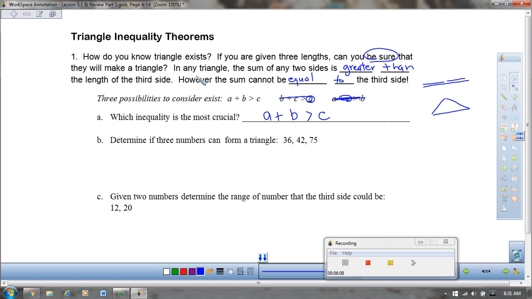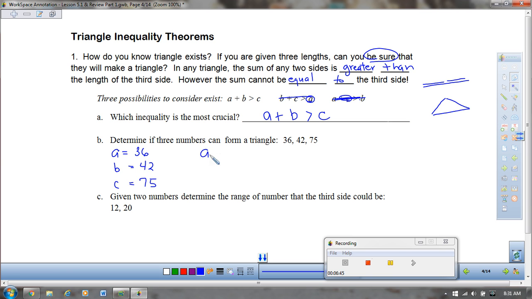We're going to determine if these three numbers can form a triangle. So we're going to automatically look and see that A is 36, it's got to be the shortest. The next segment is 42, and the longest segment is 75. And we're going to see, if we had segments or boards this length or sticks this length, would we be able to lay them down and form a triangle?